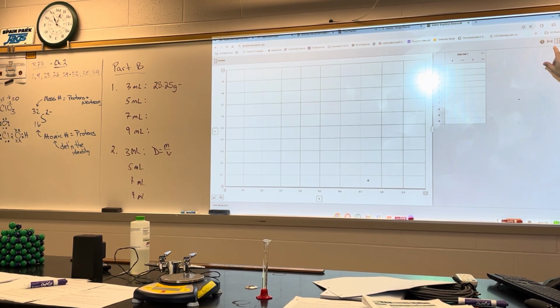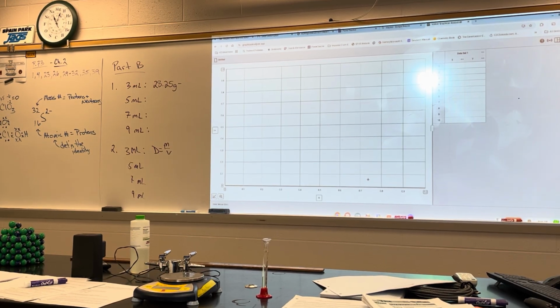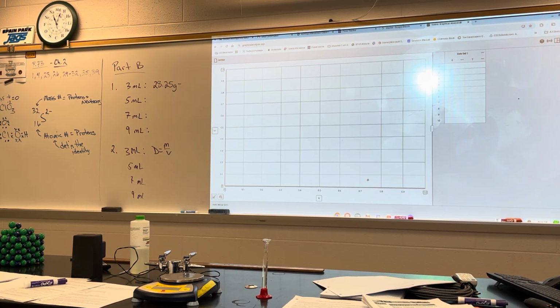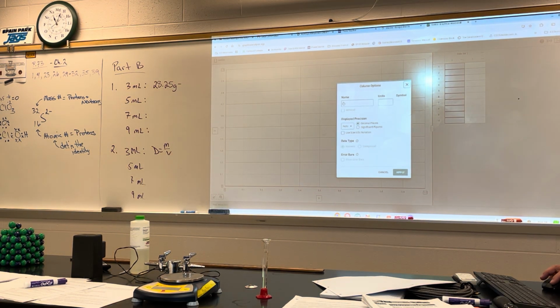Okay? Are the majority, almost all of us there? Okay? So now what we're going to do is put our points in. Our x-axis was mass or volume. Click on the 3 dots on our x-axis and go to column options. What's the name of our x? Was it mass or volume? That's volume, so you're going to go ahead and type in volume.